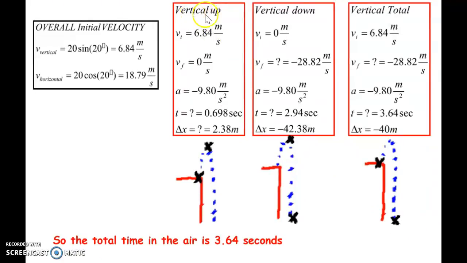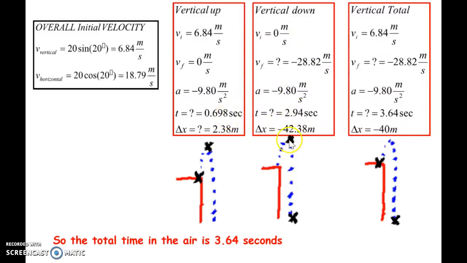And for each of those, we have to do a different vertical case. So here on the way up, we have VI initially, and then at the top, the final velocity being 0. Notice we didn't use the 20, we used the 6.84. The final velocity is 0 at the top, and we're going to use negative 9.8 this time for acceleration. So we know 3 of the 5. I put you to work. I'm not going to show this, but you know how to do this. So we solve for those other 2 on the way up, and we now know the S going up is 2.38 meters, and we know the time on the way up is 0.698.